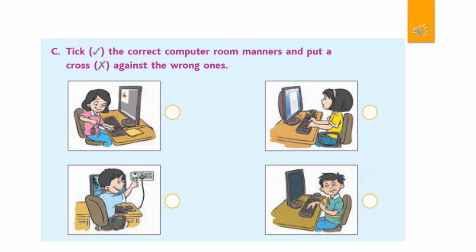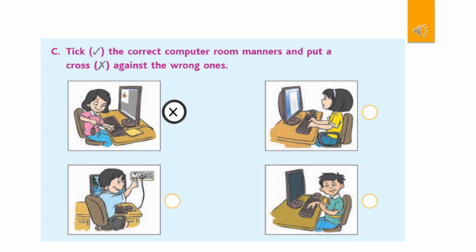So in this question, you need to tick the correct computer room manners and put a cross against the wrong ones. So in the first picture, you can see that the child is meddling with the mouse. She is pulling the mouse and the keyboard. So is that right? No. So put a cross on that picture, on the circle next to the picture.